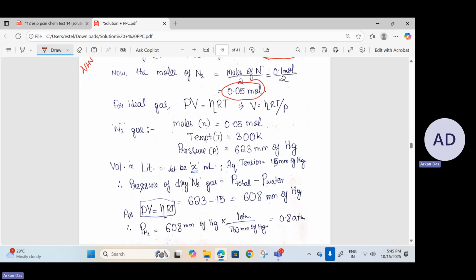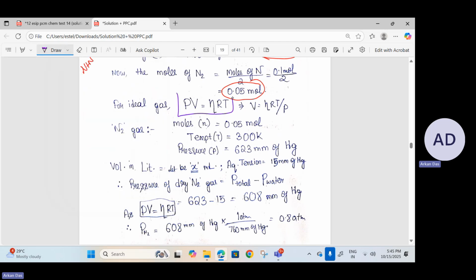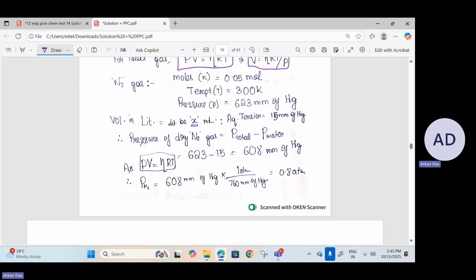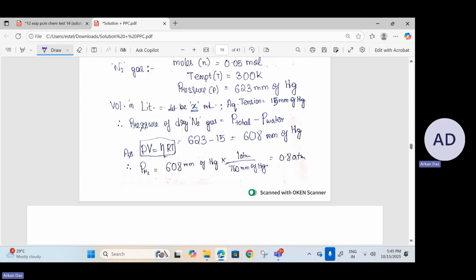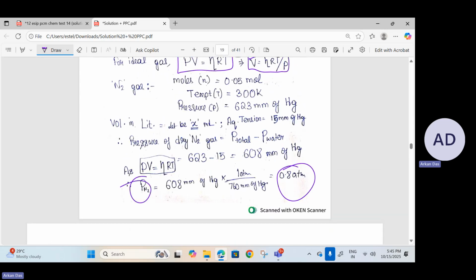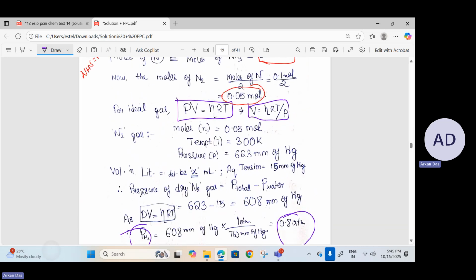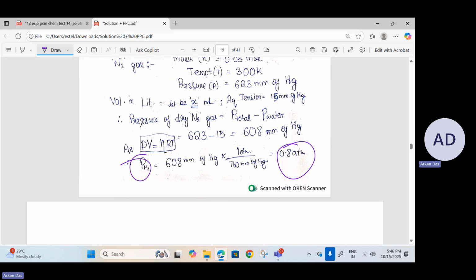We know the formula, that is PV equals nRT. And as it is PV equals nRT, V equals nRT by P. That is giving us the overall scenario. We are putting the values in the formula and calculating the pressure. Pressure is coming as 0.8 atm. This pressure is of whom? This pressure is of nitrogen gas. Is it clear? This pressure of nitrogen gas is coming 0.8 atm. How did we do it? We calculated the mole, then we put the formula, and we got the answer.